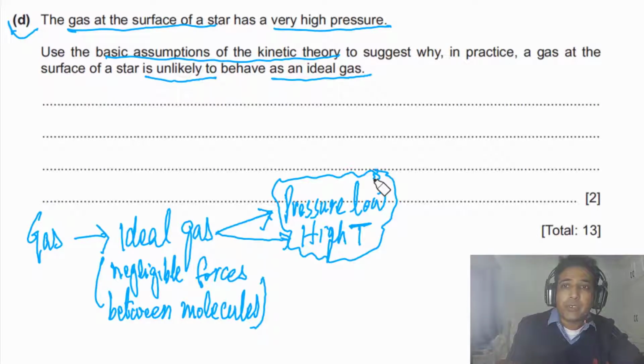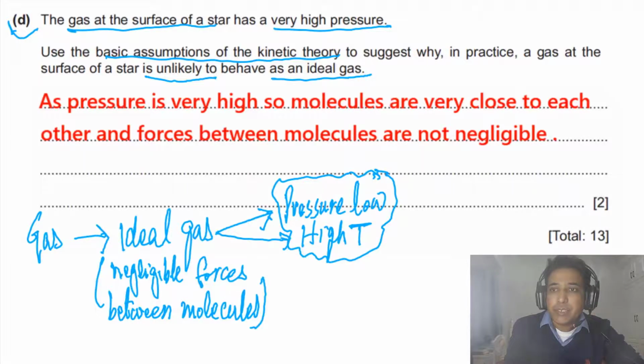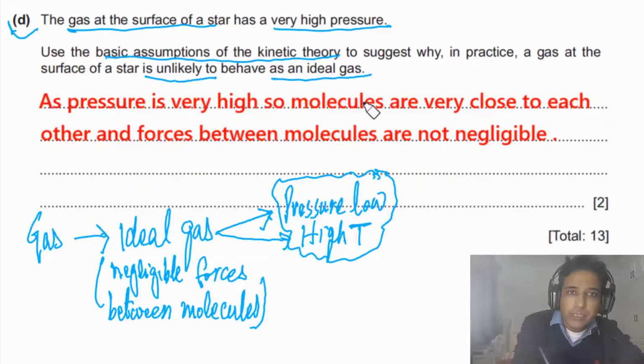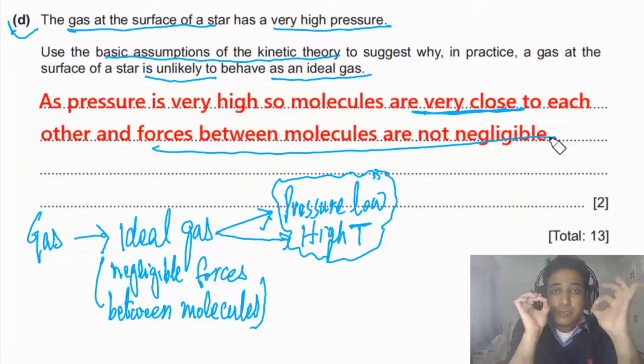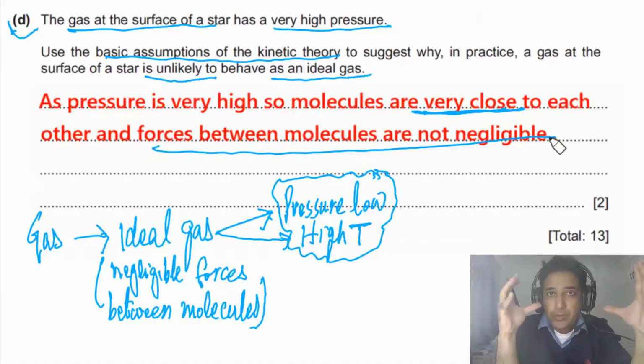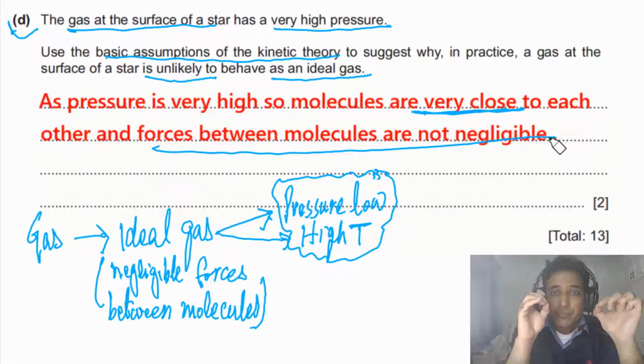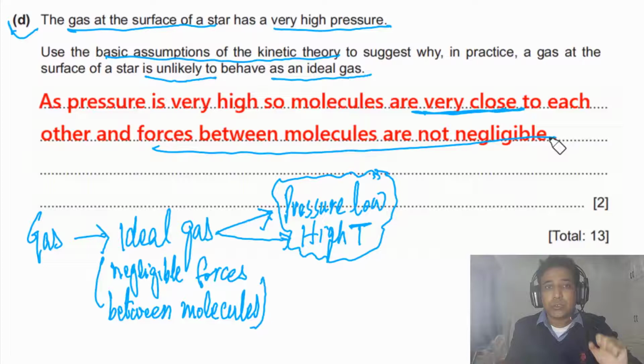So this is the main point. I hope this is clear to you. Now let me show you how to write down the answer. In the answer, you can just mention this point. You can say as pressure is very high, molecules are very close to each other, so forces between molecules are not negligible. Because this is the condition for an ideal gas. If we treat any gas as an ideal gas, we assume that forces between molecules are negligible, and that is only possible if molecules are away from each other, meaning the pressure is low and temperature is high. So these are the things you need to understand for ideal gases and also for this question.